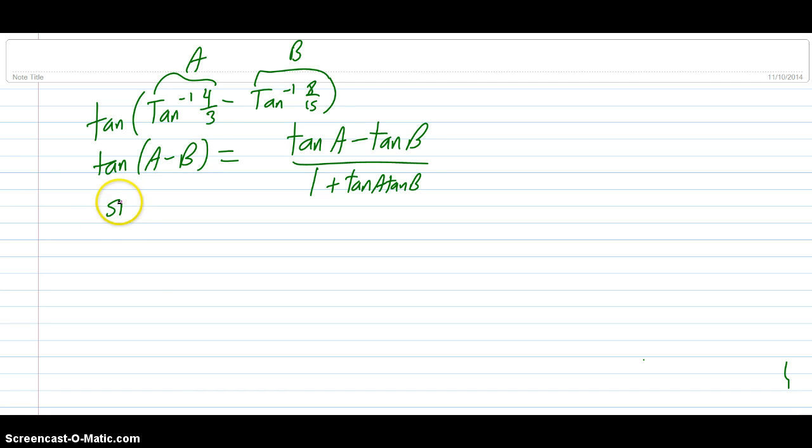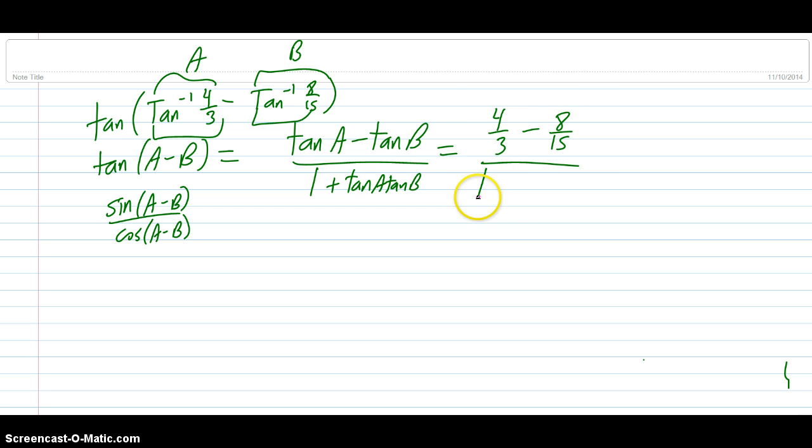You could do sine of A minus B over cosine of A minus B. As a matter of fact, when I made my answer key, that was how I did it. It's a little more work. You do have to draw the triangles and look for things. But if you just do it this way, you don't have to draw the triangles because the tangent's already given for you in both of them. You know the tangent of A is 4/3. You know the tangent of B is 8/15, right? And you're dividing by 1 plus those two multiplied together, 4/3 times 8/15.